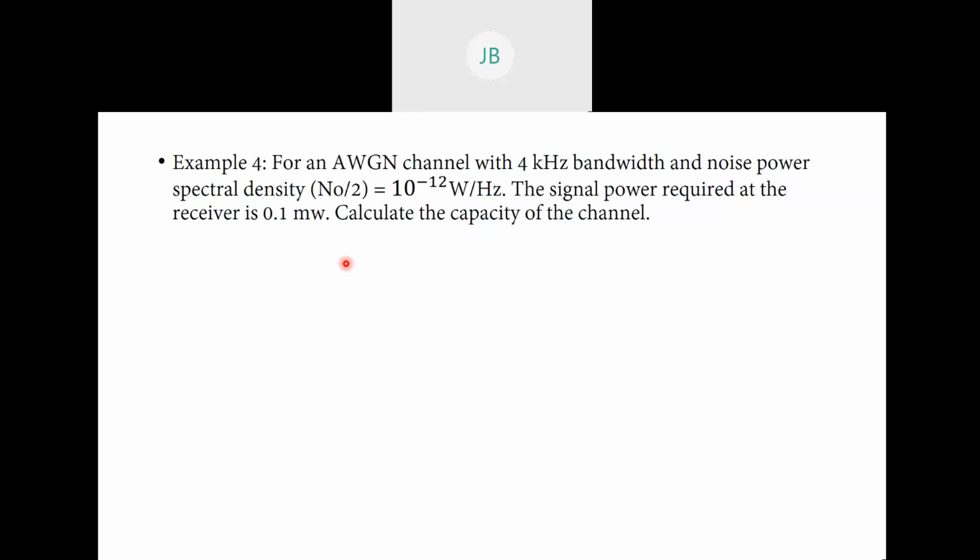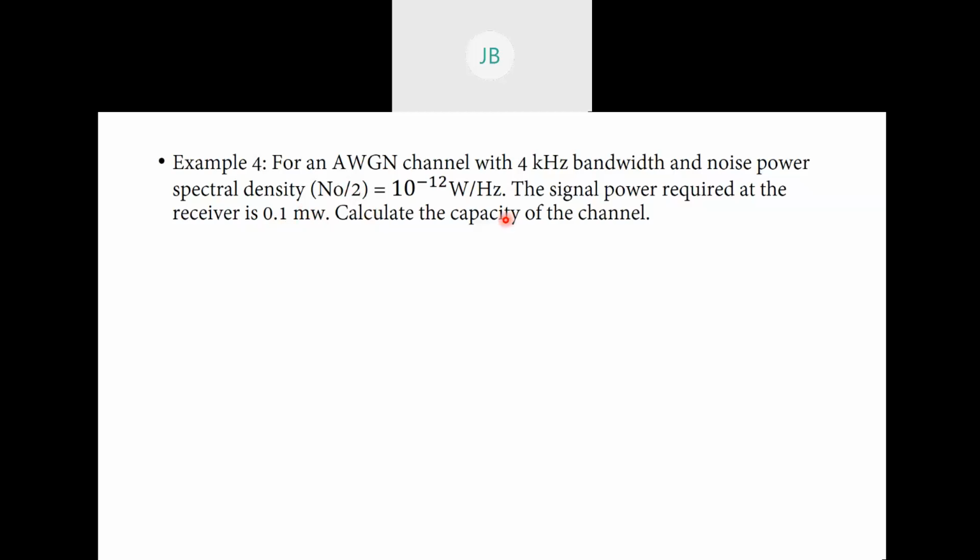So how can we solve this? Right now, in the question, what information is given? The first information given is the bandwidth. The second is the noise power spectral density. Some information regarding noise power is given here. Another piece of information given is the signal power required at the receiver. Signal power is also given.